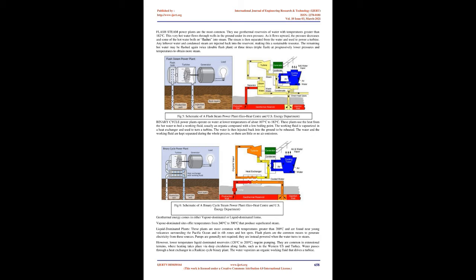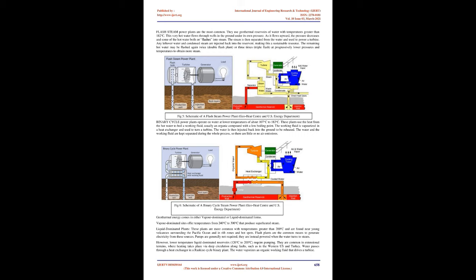Binary cycle power plants operate on water at lower temperatures of about 107 C to 182 C. These plants use the heat from the hot water to boil a working fluid, usually an organic compound with a low boiling point. The working fluid is vaporized in a heat exchanger and used to turn a turbine. The water is then injected back into the ground to be reheated. The water and the working fluid are kept separated during the whole process, so there are little or no air emissions. Geothermal energy comes in either vapor-dominated or liquid-dominated forms.